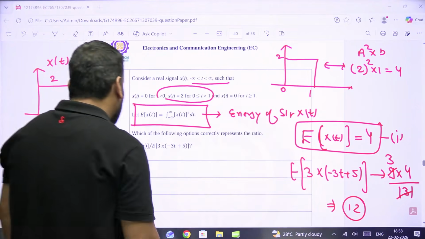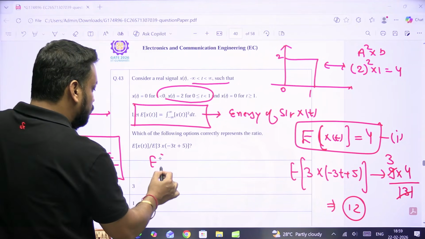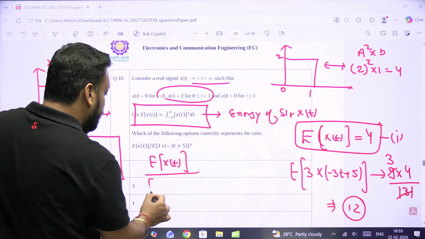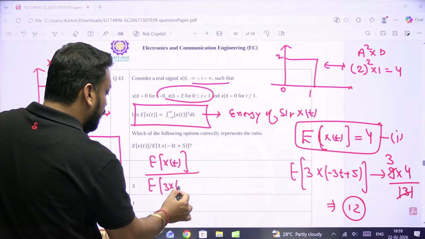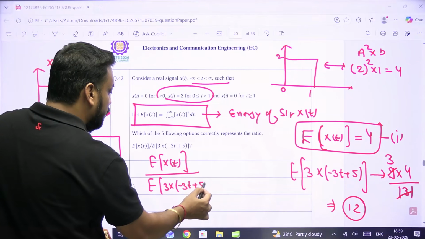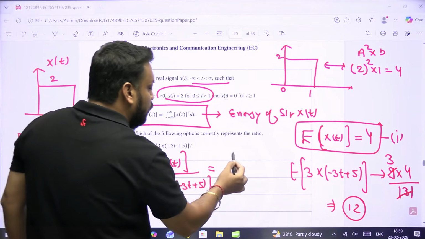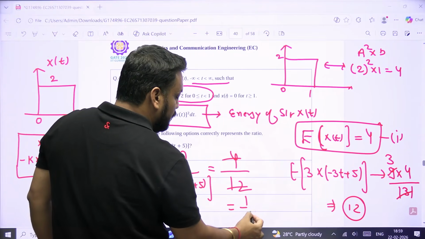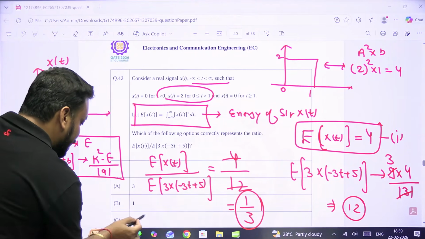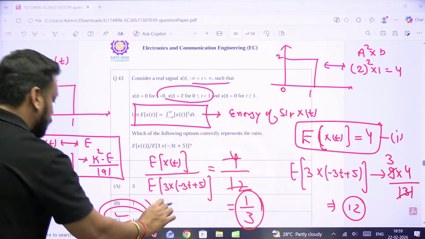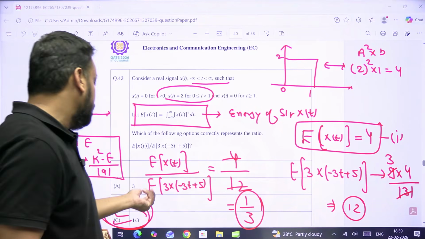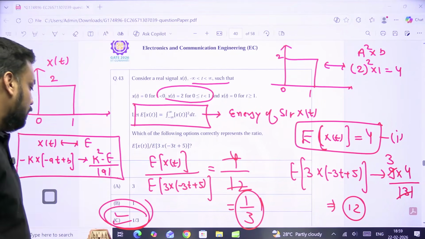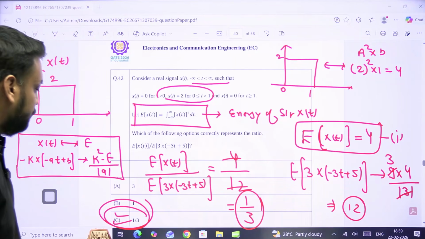So now you have to divide with this. You have to divide E of x(t) upon E of 3 into x of minus 3t plus 5. So x(t) का वैल्यू 4 था और इसका वैल्यू 12 आ गया. So don't you think 4 3 ja 12? Final answer will be 1/3. And 1/3 exactly present in option number C. Final answer for the question number 43 is option number C.